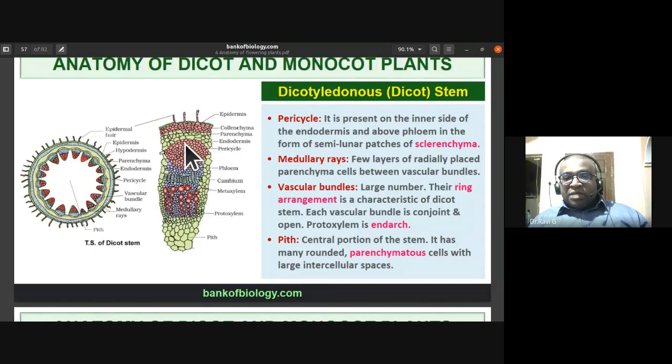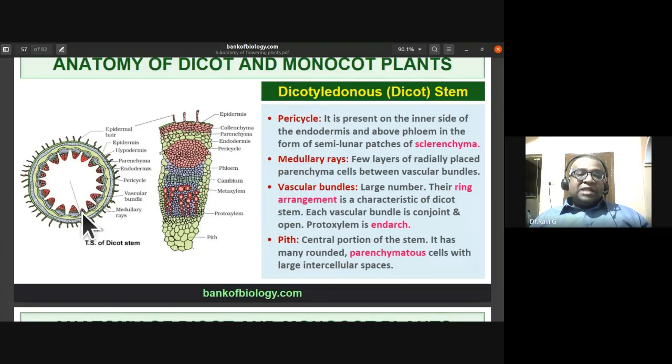In the sclerenchyma, the secondary layer of cell wall is lignified. So you should write sclerenchyma, it should be double layered. The secondary layer of cell wall is lignified. So this is pericycle. It is made up of semilunar patches of sclerenchyma. That is one thing that you have to remember about.